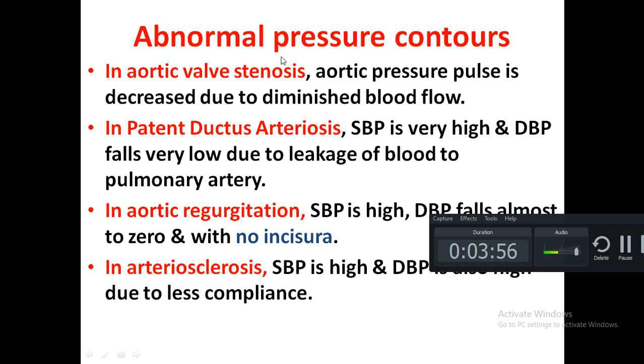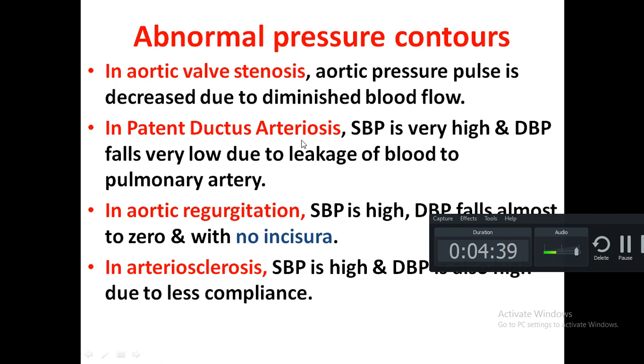Now there are abnormal pressure contours. These abnormal pressure contours are seen in certain diseases, and about 4 diseases are actually discussed here. One is aortic stenosis, or aortic valve stenosis, in which the aortic valve becomes so narrow that the blood passes with difficulty through this valve from the left ventricle into the aorta. So in this case the aortic pressure pulse is decreased because now the flow through this valve is very sluggish, very slow.